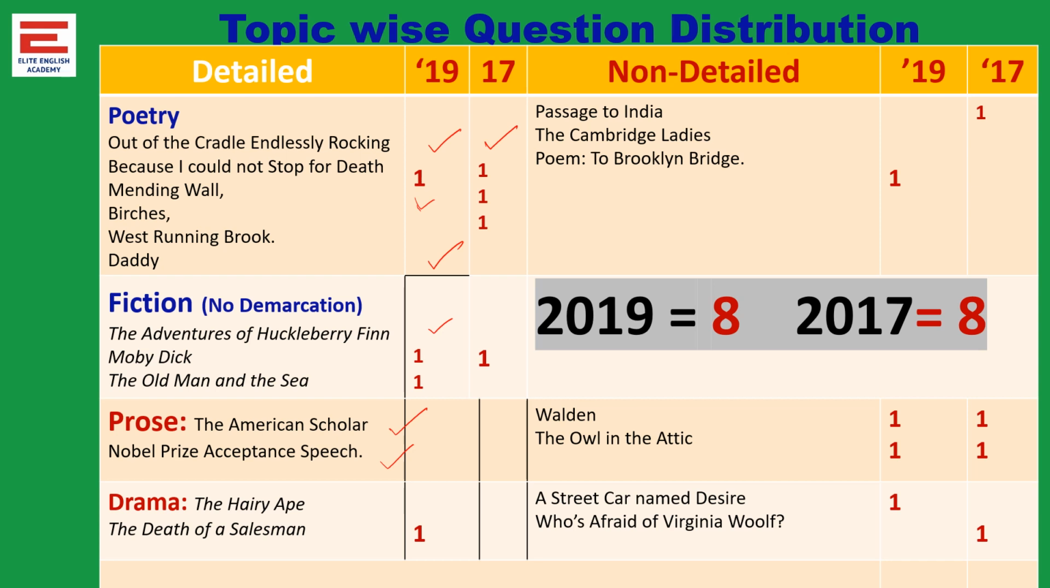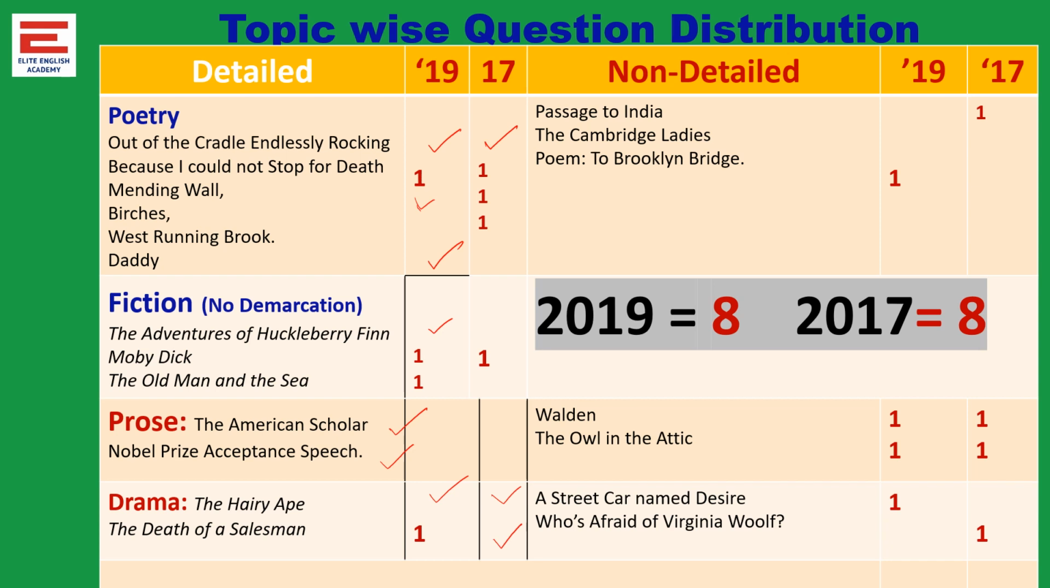The Owl in the Attic is an interesting story collection. At the same time, last time only a basic question was asked. We'll discuss the question later. Then another surprising factor is that from The Hairy Ape, there was no question in both the years. This is one of the very important works by O'Neill, so better you concentrate on this. And you cannot ignore the work Death of a Salesman, because in the postmodern era, that is one of the most important works.